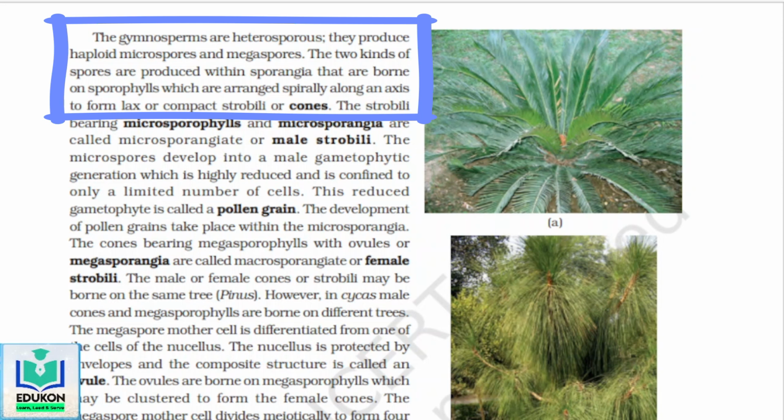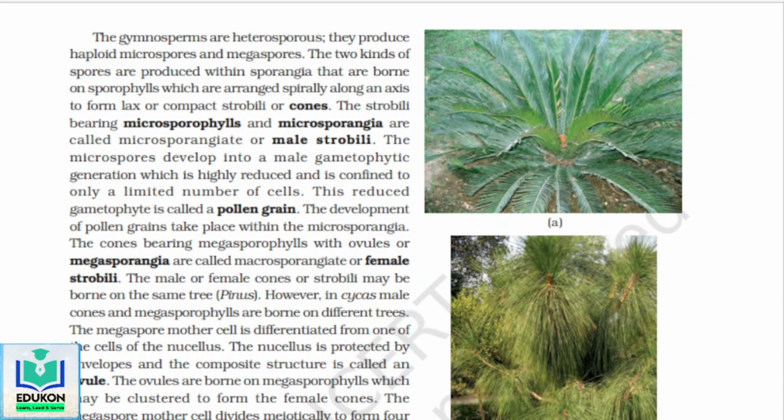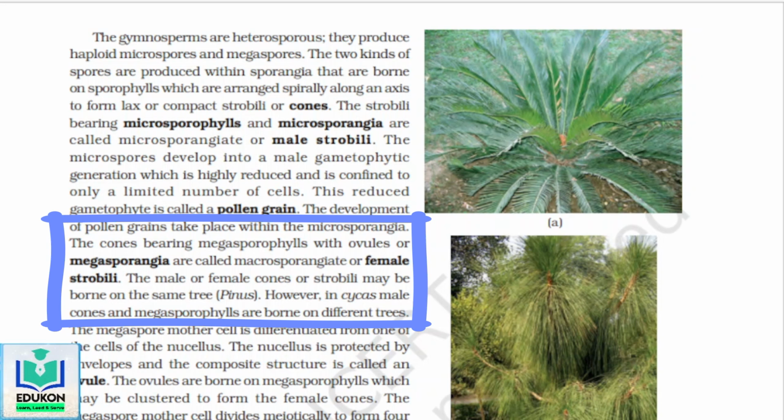What is a pollen grain? The microspore develops into a male gametophytic generation, which is highly reduced and is confined to only a limited number of cells. This reduced gametophyte is called a pollen grain. The development of pollen grains takes place within the sporangia. So all this development occurs within microsporangia.